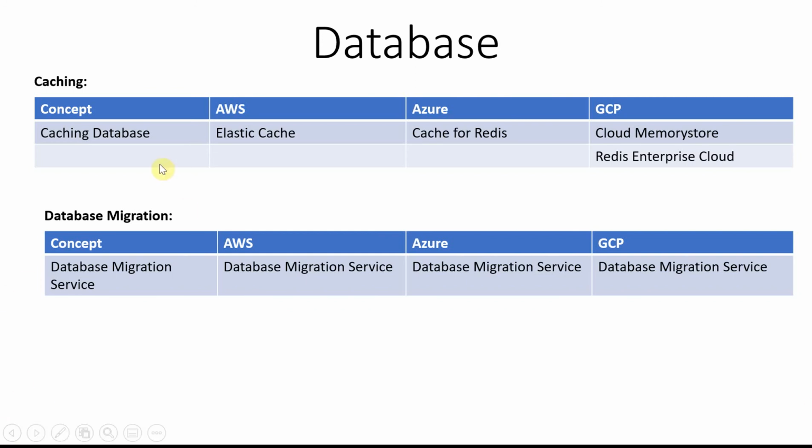So in that category of caching database, the answers are ElastiCache in AWS, and Redis, which is popular in both open source and enterprise versions, but Redis is mostly used under the caching layer. So even GCP has a Redis equivalent: Cache for Redis in Azure, and Redis Enterprise Cloud in GCP. And of course, there's a variation called Cloud Memorystore.